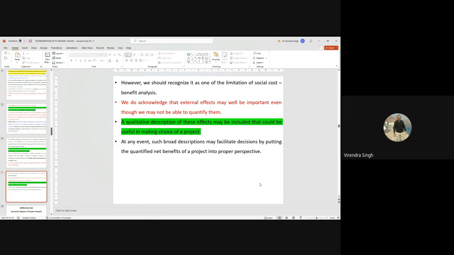We do acknowledge that external effects may well be important even though we may not be able to quantify them. A qualitative description of these effects may be included that could be useful in making the choice of a project. In any event, such broad descriptions may facilitate decisions by putting the quantified net benefit of a project into proper perspective.